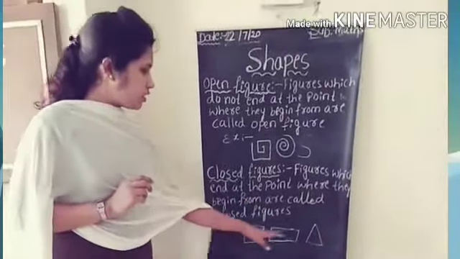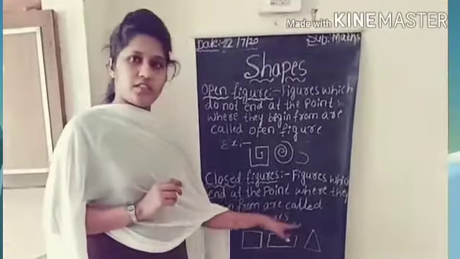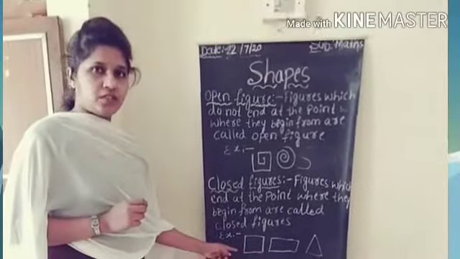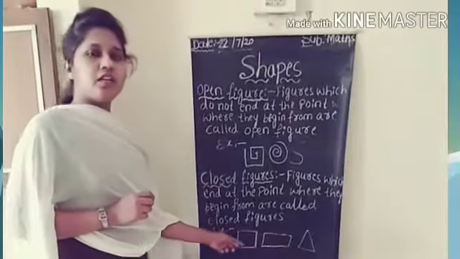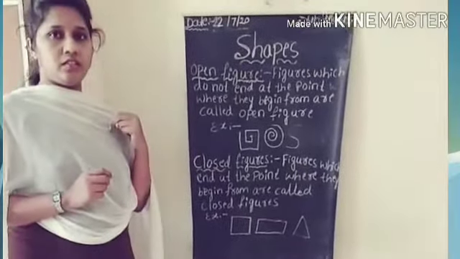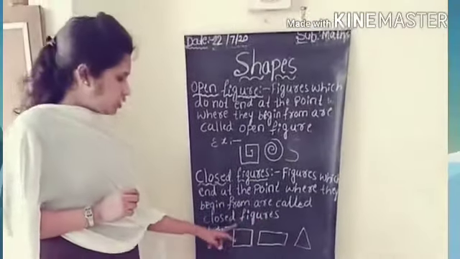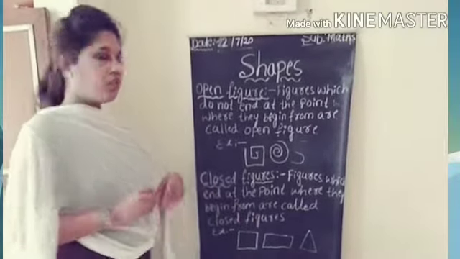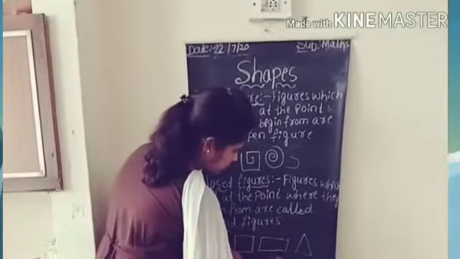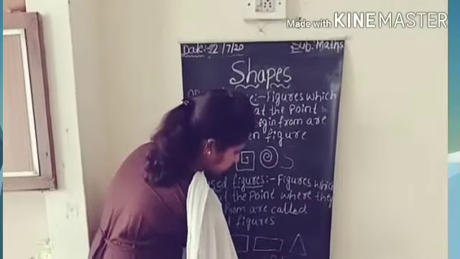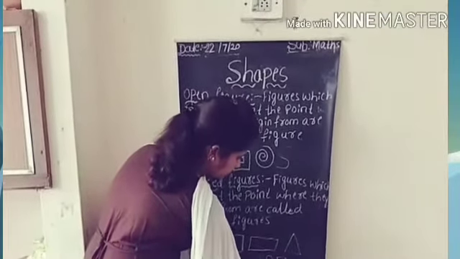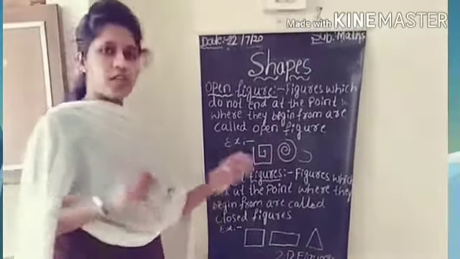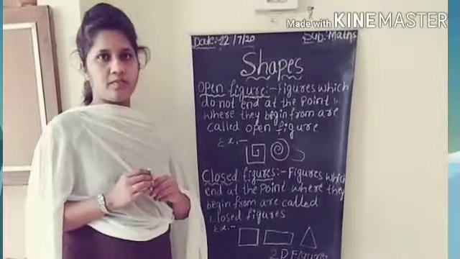Dear students, these closed figures have both length and width. So we call these two-dimensional figures. These figures have both height and width. So we call these two-dimensional figures or 2D figures. And also called 2D shapes. Understood? Now let's discuss 2D shapes.